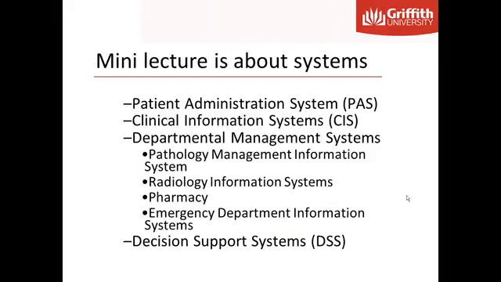Alright, so this mini lecture is about systems, and we're going to look at a couple of very generic systems, and I'm going to use very generic names to describe them. So there are 4 groups of systems that we'll look at, and most of these are in hospitals. A patient administration system, or PAS for short, clinical information systems, or CIS. And we have a couple of many different departmental management systems from different departments, and also decision support systems.